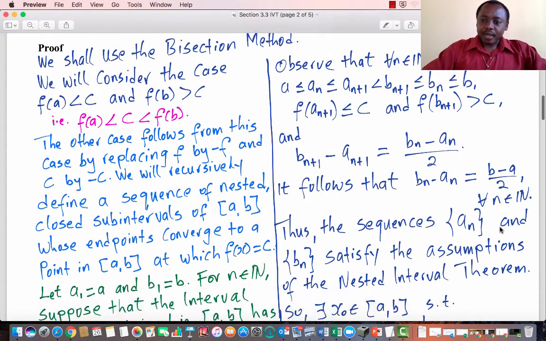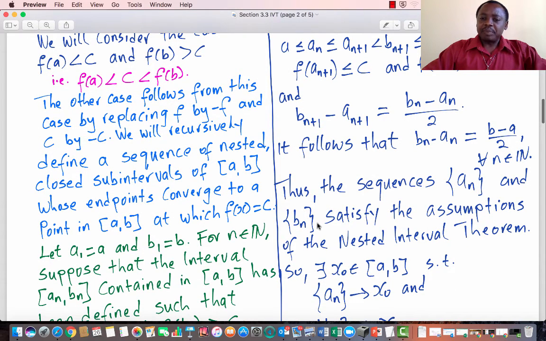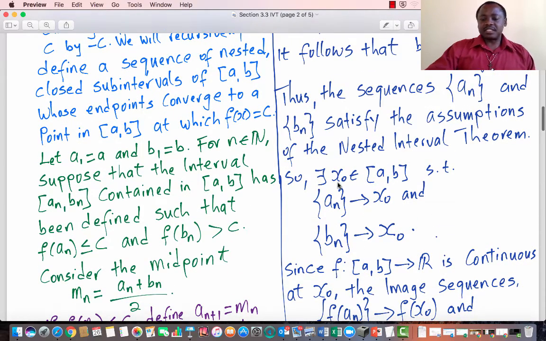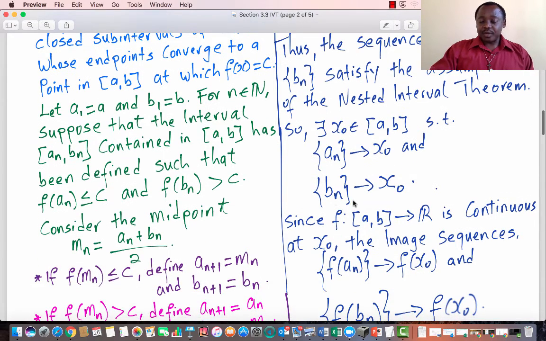Thus, the sequences an and bn satisfy the assumptions of the nested interval theorem. Again, if you have forgotten the assumptions of the nested interval theorem, I'll refer you back to sections 3.1 and 3.2. Therefore, we can conclude that there exists a real number x0 in AB such that the sequence an converges to x0 and the sequence bn converges to x0.